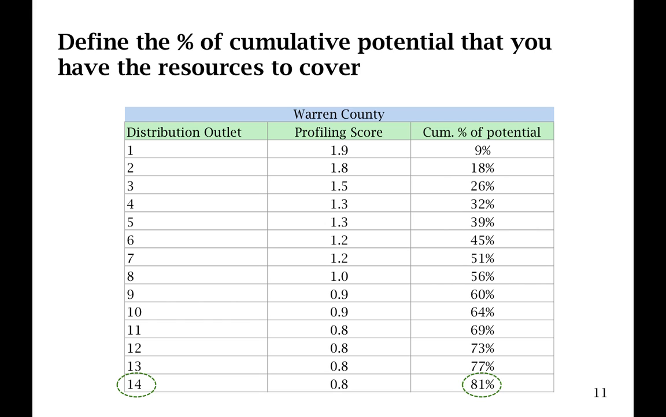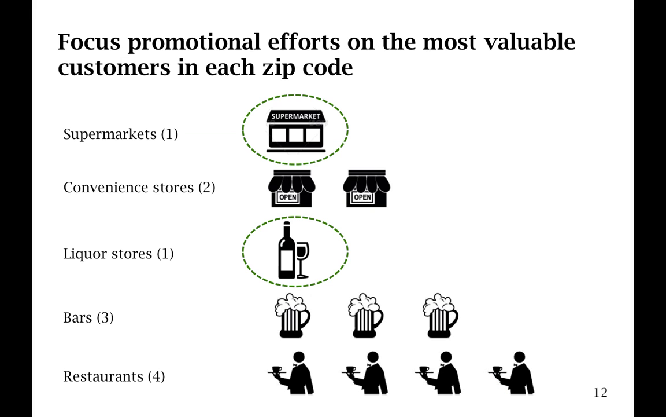So in this case, it looks like a very high level of concentration. The top 14 customers in Warren County are generating just over 80% of the total potential for this particular geography. So in this case, Natural Light would be making a pretty good decision if they chose to focus on only these 14 customers. And the final step is to focus promotional efforts on the most valuable customers in each zip code. So rather than spreading resources evenly across all 11 customers here, we're focusing our resources on the 2 customers who have the greatest potential to move our performance needle.